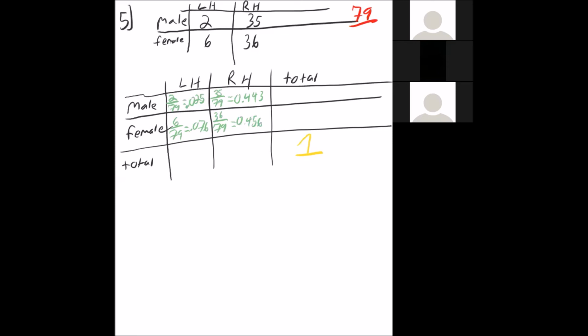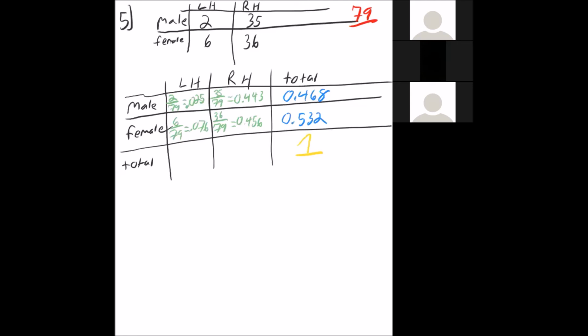Now, I'm going to switch colors here. You're going to add these decimals up for each row in each column. So let's just do the male row first. So if I do 0.025 and 0.443, and I add them up, I get 0.468. But do the same thing for the females, 0.076 plus 0.456, I would get 0.532.